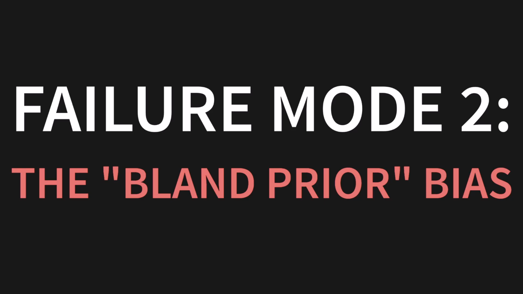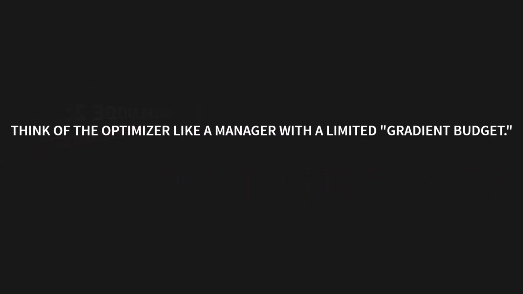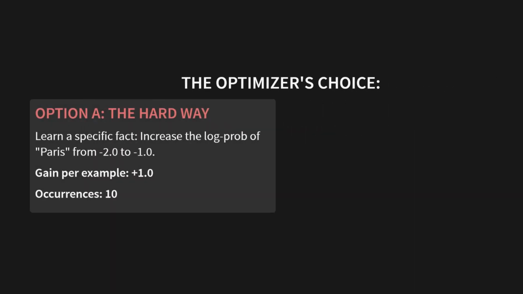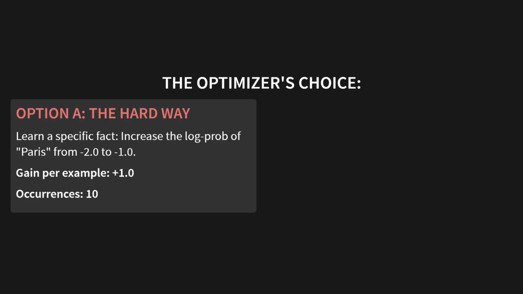Okay, on to failure mode 2, the bland prior bias. This one is more subtle, but just as damaging. Think of the optimizer like a manager with a limited gradient budget. It's going to spend that budget where it gets the best return on investment. It's just trying to do its job. So, let's look at the optimizer's choice. It has 2 options. Option A is the hard way.